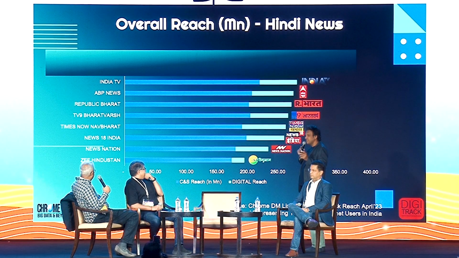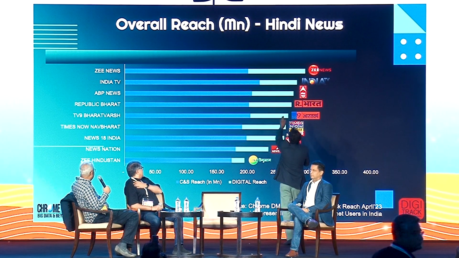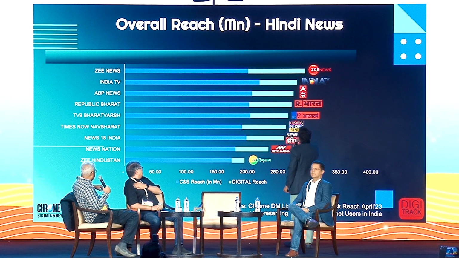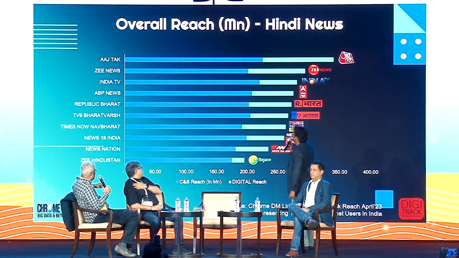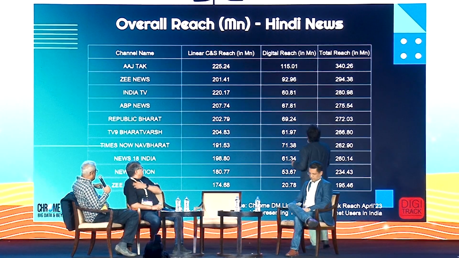What's very interesting is you need to see the incremental reach. The green numbers would be what is incremental. So Zee News stands at number two. At number one, you've got Aajtak. So that's what is important to note here, which is very interesting, on this chart.